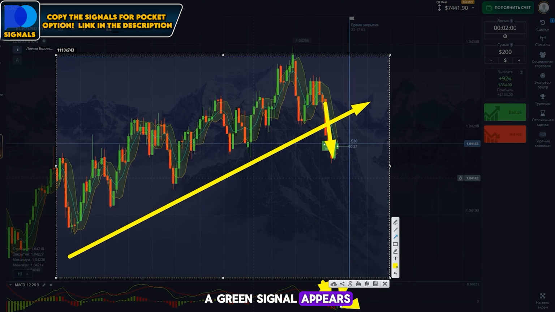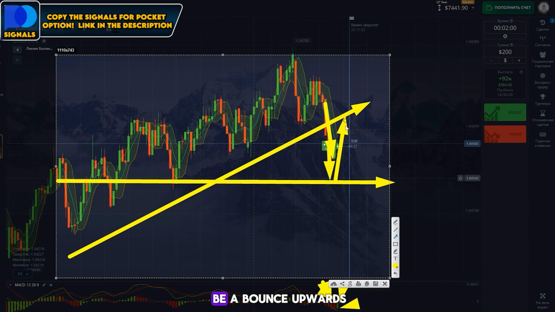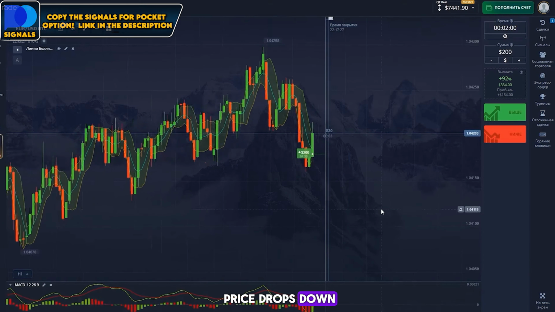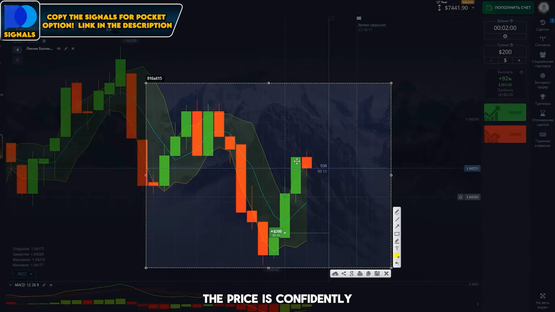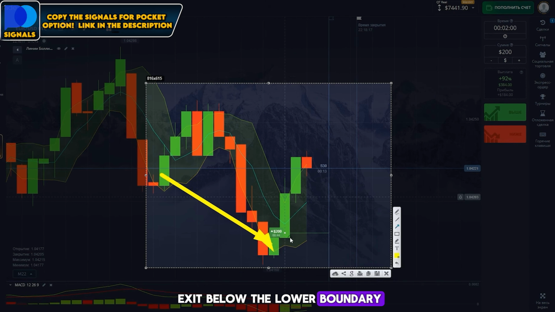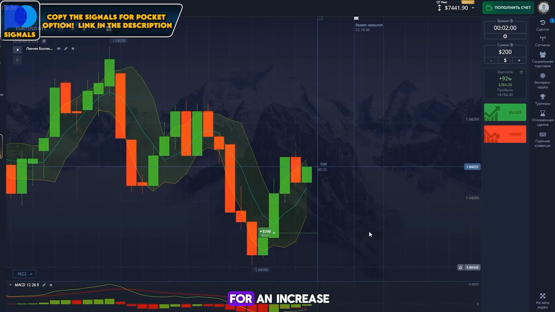A green signal appears. I think that even if the price pulls back a bit lower, the priority will still be a bounce upwards. We wait. If the price drops down, we take a martingale. If it enters the initial position, great. For now, the price is confidently entering. Plus, I'll explain that there was also an exit below the lower boundary, which is another signal for an increase.